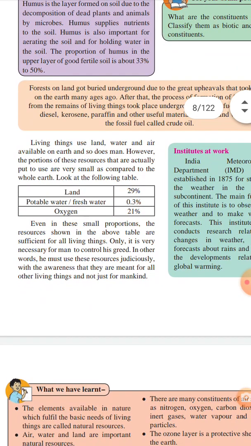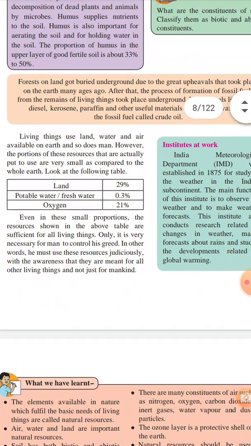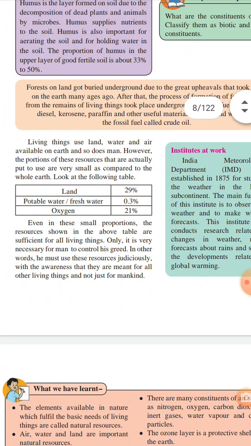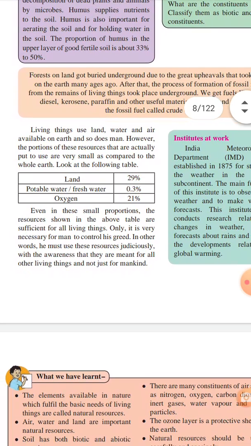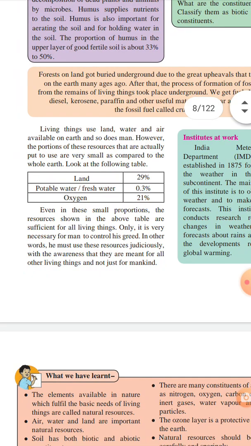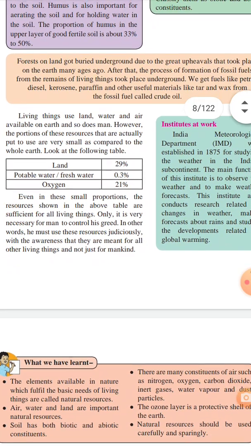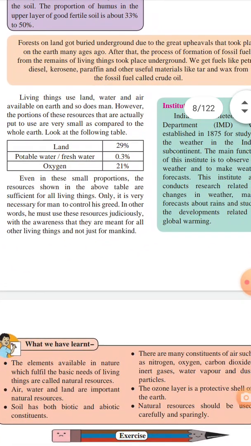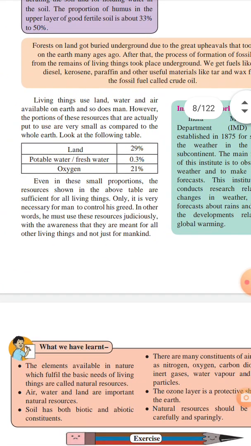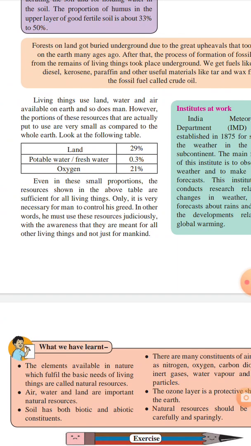Living things use land, water and air available on earth, and so does man. However, the portions of these resources that are actually put to use are very small as compared to the whole earth. Look at the following table. Land is 29%, potable water, that is fresh water, is 0.3%, and oxygen 21%. Even in these small proportions, the resources shown in the table are sufficient for all living things.